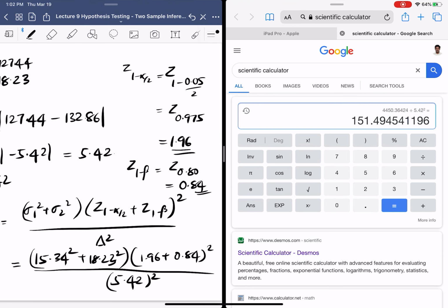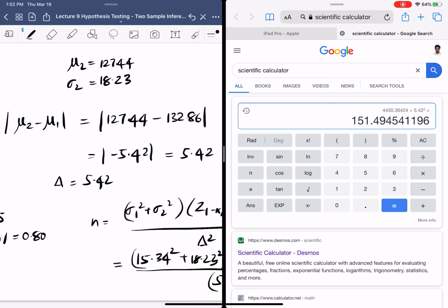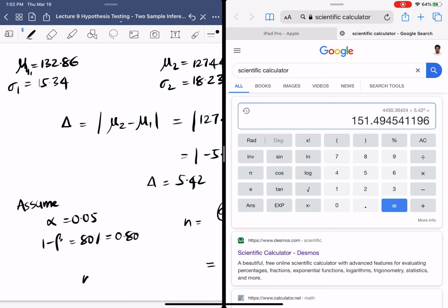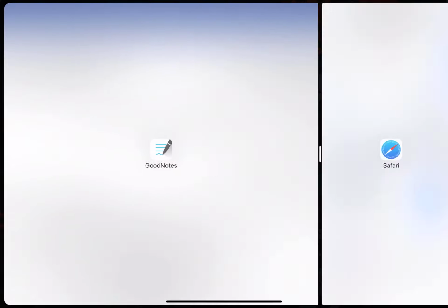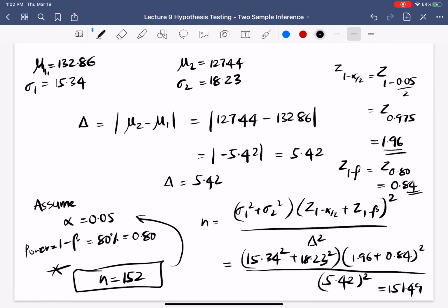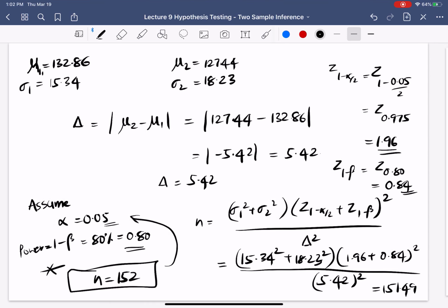So you end up with a value of 151.49. Round off the value of the sample size, so you end up with n equal to 152. This is the sample size required for an alpha of 5% and a power of 80%. So this is how you can find the sample size of a test using the power and the significance level.